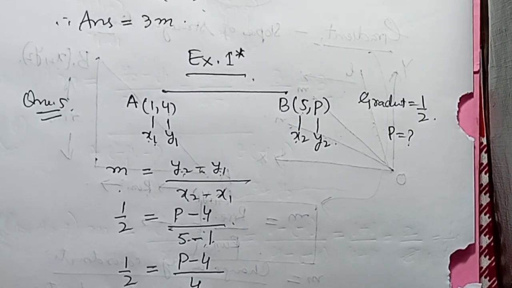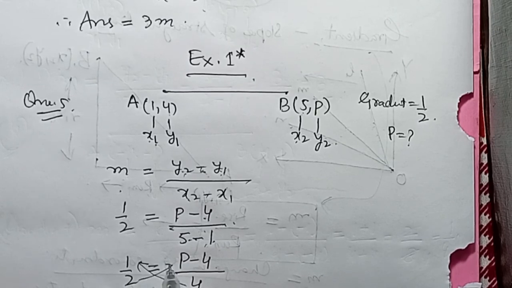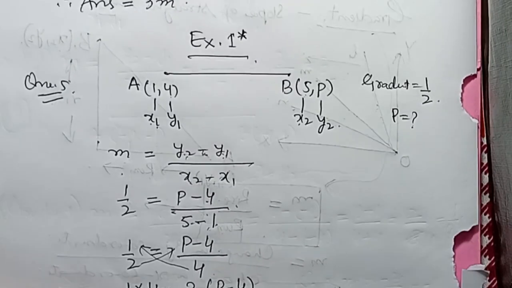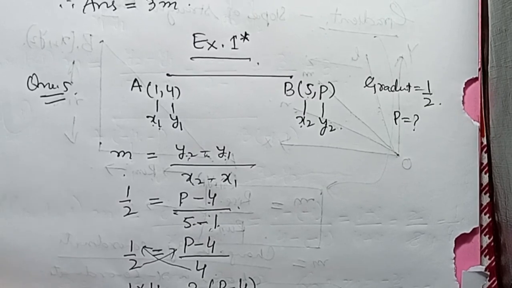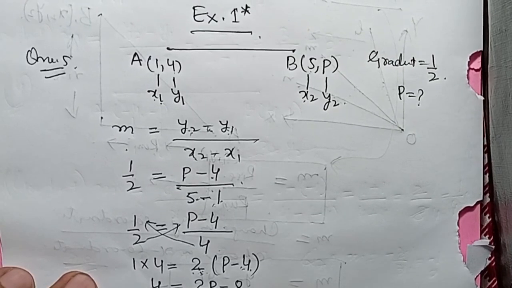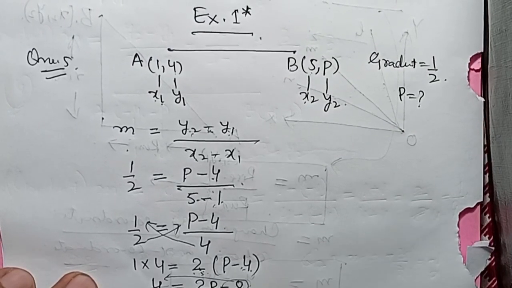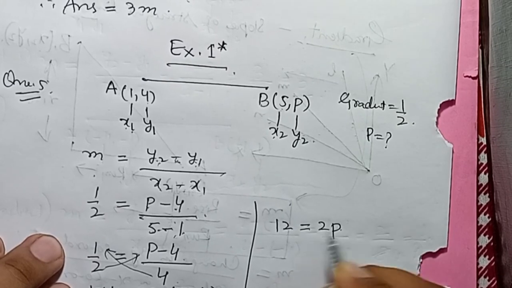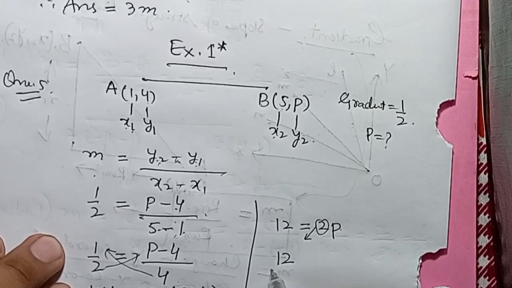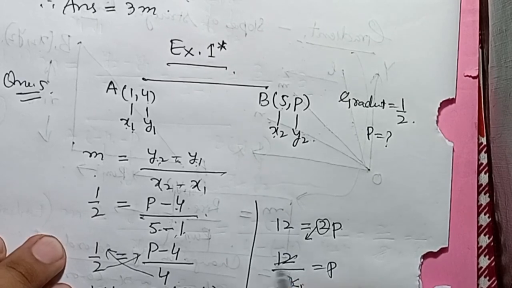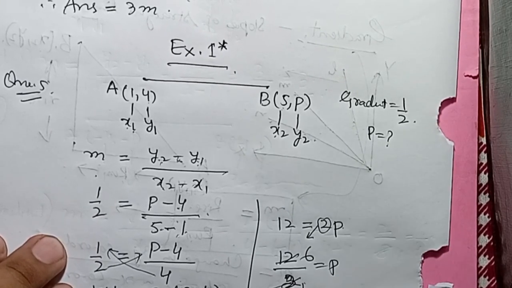Now I will do transposition. This 4 will go there, this 2 will go there. 1 into 4 is equal to 2 into p minus 4. That's 1 into 4 is 4, 2 into p is 2p, 2 into minus 4, that is 2 4s are 8. This 2 should be multiplied to p and 2 should be multiplied to 4. Now 4 is there, I will transpose minus 8 to there, it will become plus 8 is equal to 2p. Then 4 plus 8 is 12 is equal to 2p. Then this 2 I will transpose here, that's 12, it should be written in denominator, 12 divided by 2 is equal to p. Then 2 1s are 2, 2 6s are 12, so I can write p is equal to 6 is the answer of the question.